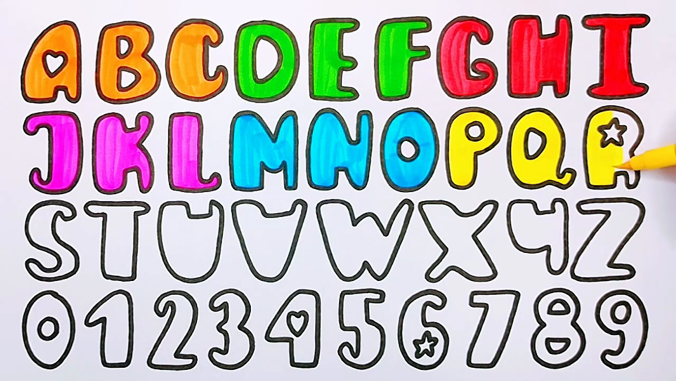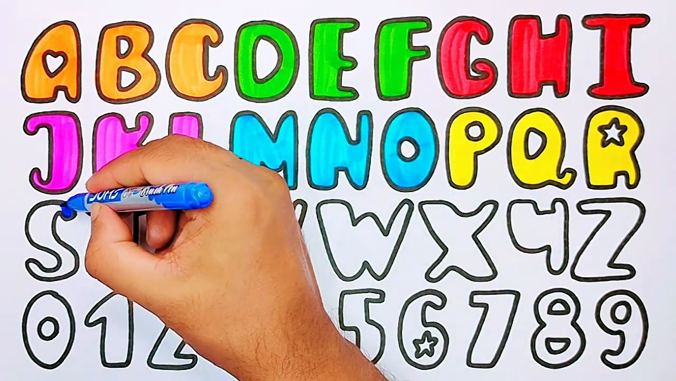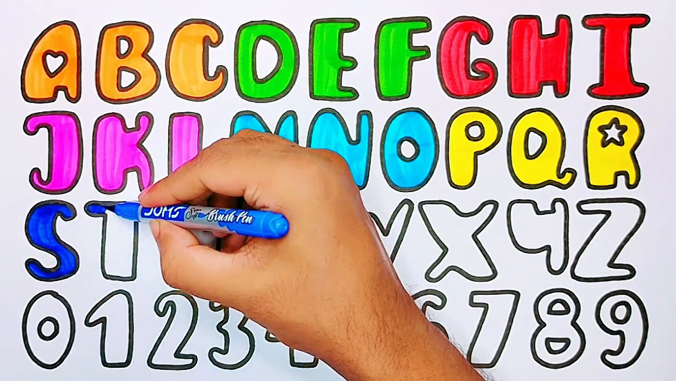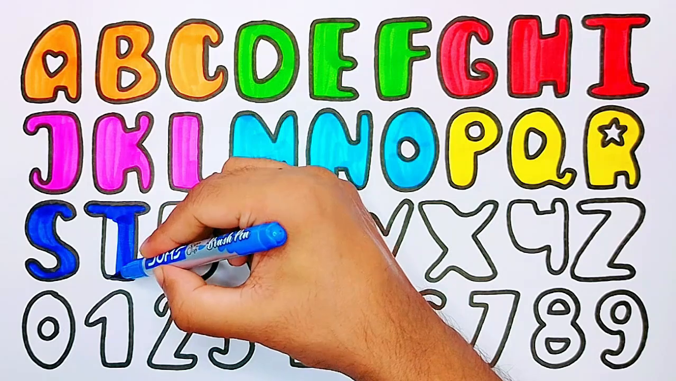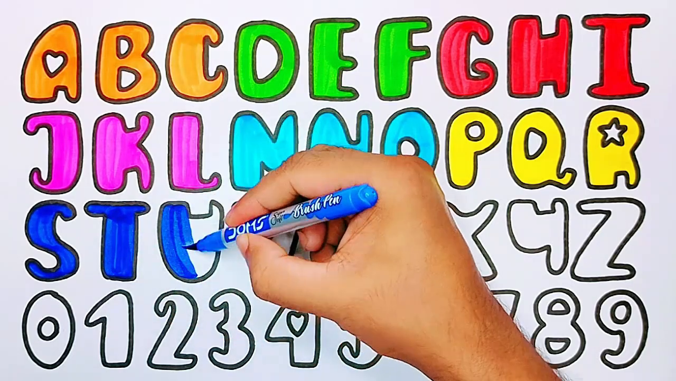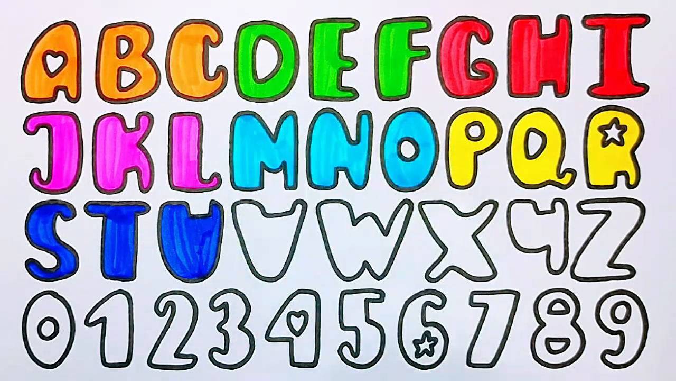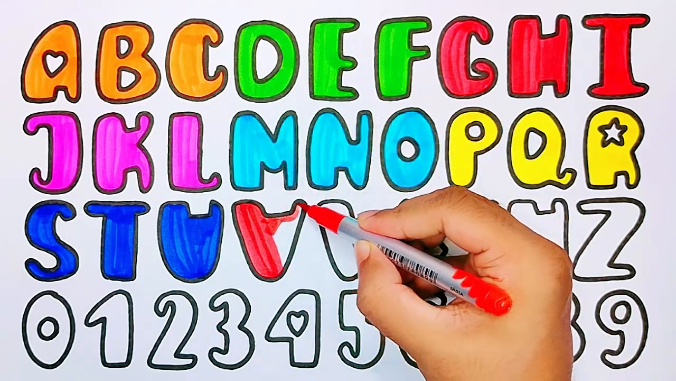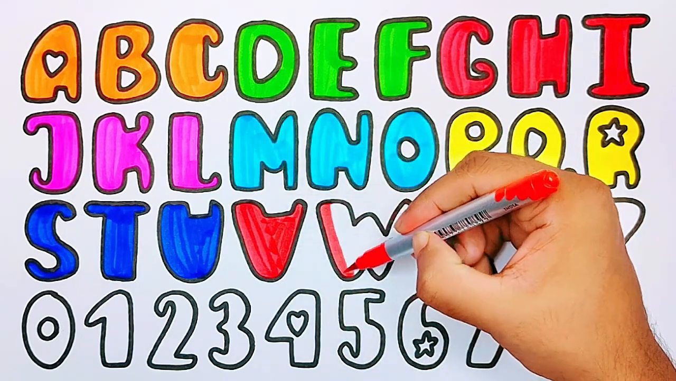R for rainbow. Blue color. S for star. T for tomato. U for umbrella, red color. V. V for vegetables. W.